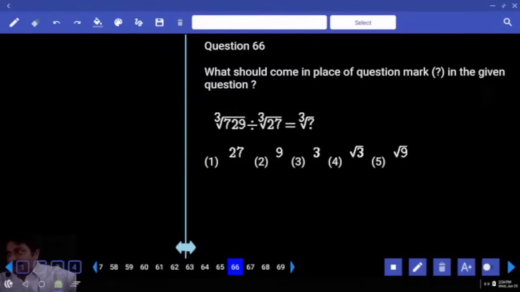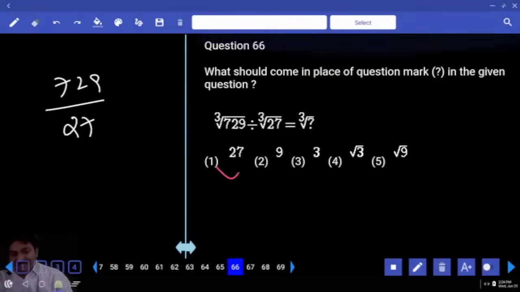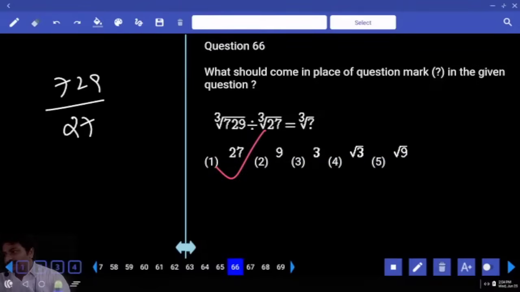Right, every number is a cube root. Cancel all cube roots. X is equal to 729 divided by 27. 27 squared by 27, answer 27. All cube roots cancelled. That's all.